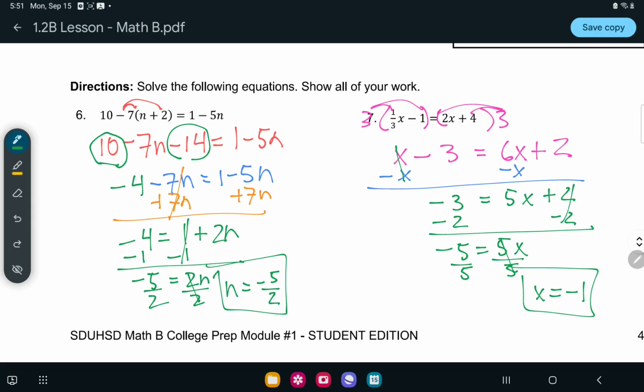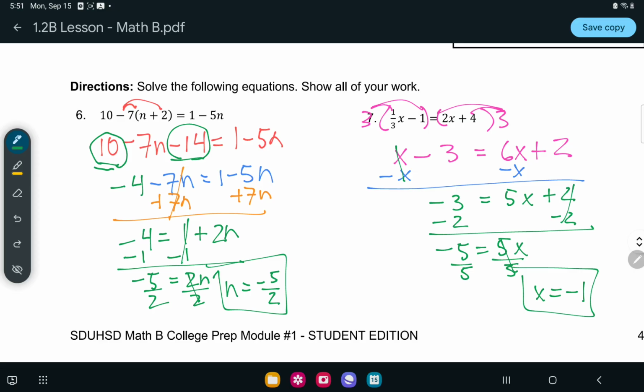Okay, so the first thing I did in number 6 was distribute, and I got 10 minus 7n minus 14 equals 1 minus 5n. Then I wanted to simplify each side separately. I can't do anything on the right side, so I combined 10 and negative 14 to get negative 4. So negative 4 minus 7n equals 1 minus 5n.